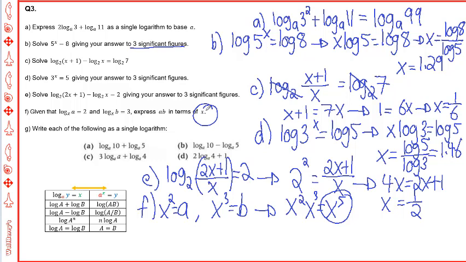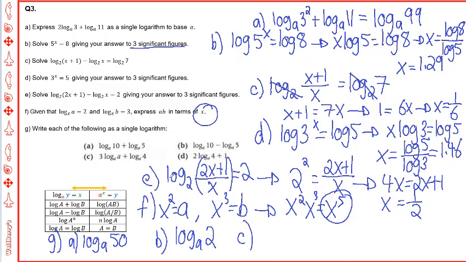Now, moving on to the last problem here. It says write each of the following as a single logarithm. So we're going to go ahead and solve these down here. So g. Again, combine these two, use the addition rule, they become multiplied. So the first one, a, is log base a 50. B, we subtract them, which makes them divided by. 10 divided by 5 is 2. So log base a 2.